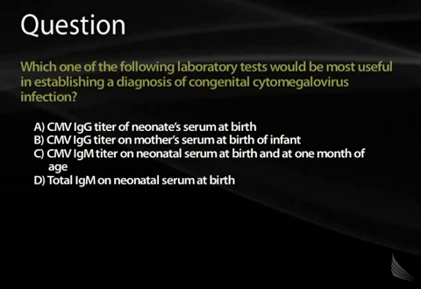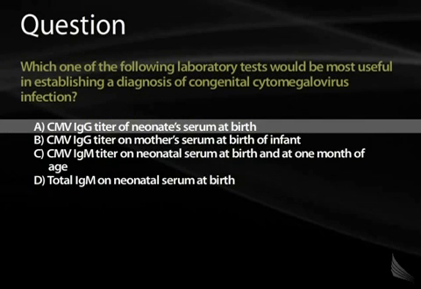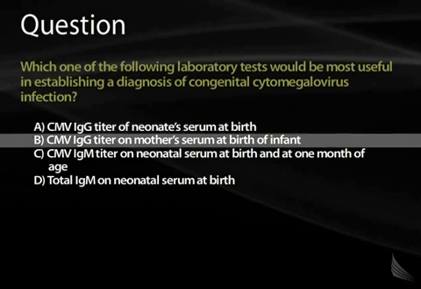Next question. Which of the following lab tests would be most useful in establishing a diagnosis of congenital CMV infection? A. CMV IgG titer of the neonate serum at birth. That's not going to be as helpful because IgG can cross the placenta and may be just from the mom. B. CMV IgG titer of the mom serum at the birth of the infant. That's going to give us the same information as A. It's going to tell us how much IgG the mom is making.